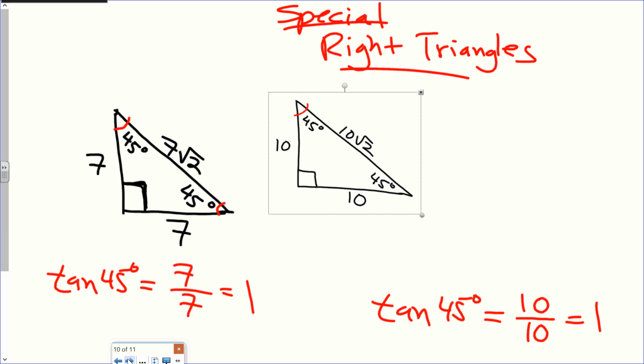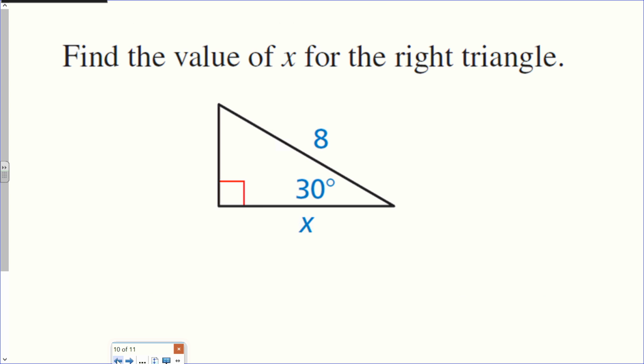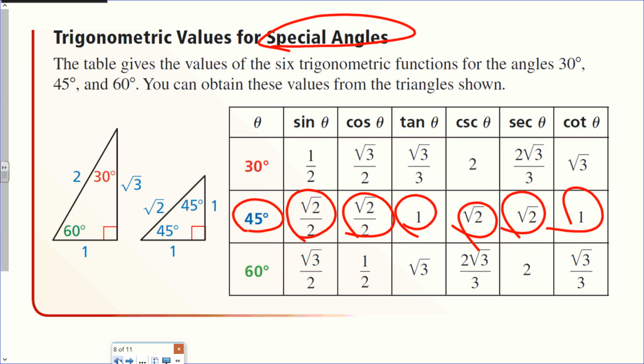We're talking about triangles that are special. And they have these angles. Check it out: 30 degrees, 45 degrees, or 60 degrees. And Gomez was already anticipating the next one now.